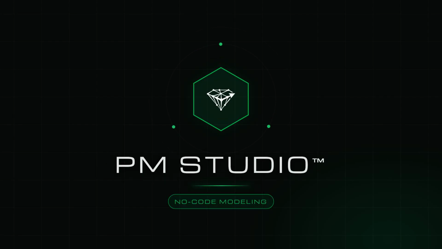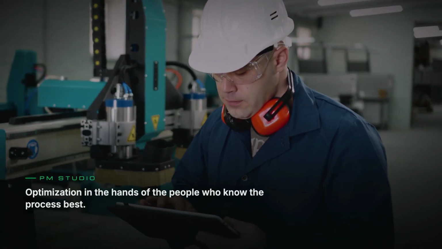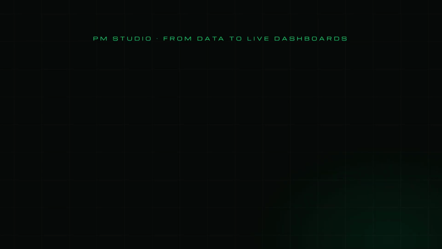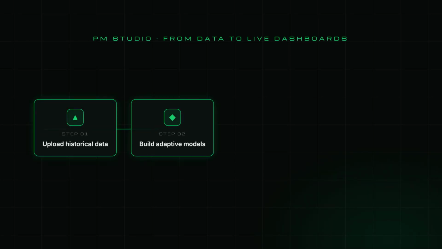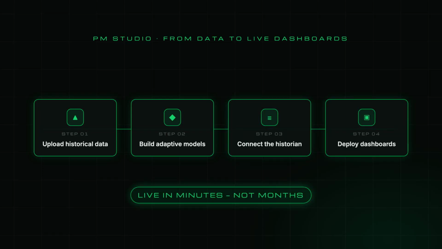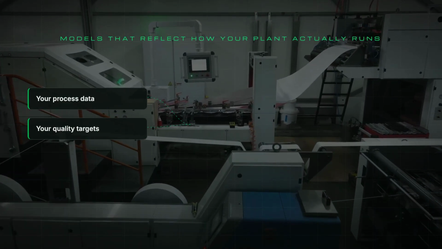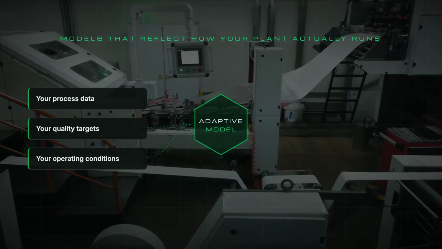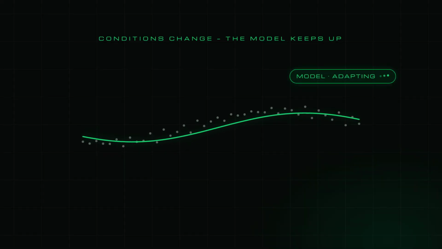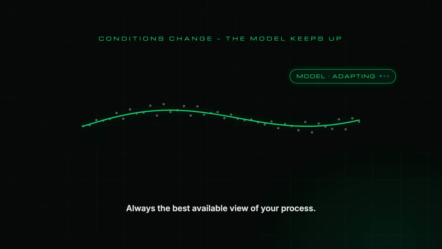At the center is PM Studio, a no-code modeling system that puts optimization in the hands of the people who know the process best. Operators and process teams can upload historical data, build adaptive models, connect to the plant historian, and deploy live dashboards in minutes. PM Studio uses your process data, your quality targets, and your operating conditions to build models that reflect how your plant actually runs. And as conditions change, those models keep adapting, so your team is always working from the best available view of the process.